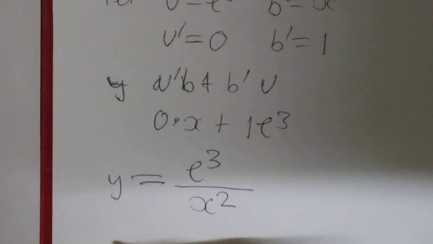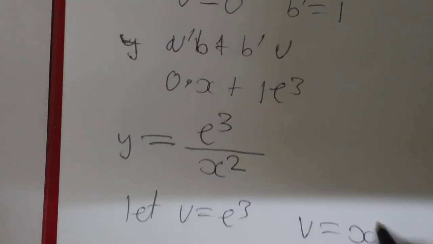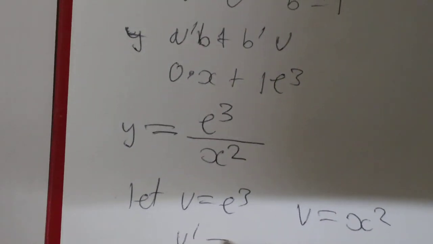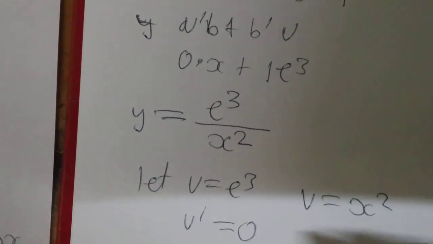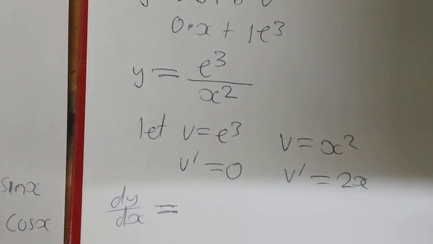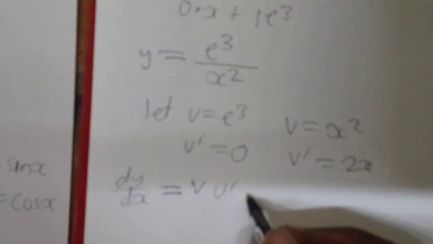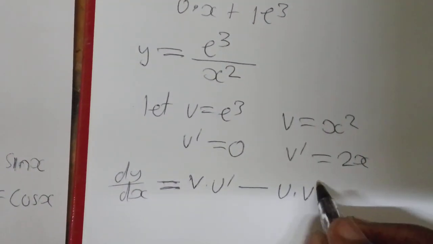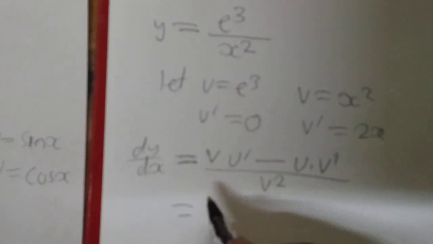Then now we'll say let u equal to e to the power 3 and v equal to x squared. So our u prime will be, so e to the power 3 will give you 0 point something, so you just put a 0 here. Then v prime will give you 2x. Then for the formula, dy over dx is equal to, so this is a quotient rule. So for the quotient rule it will be v multiplied by u prime minus u multiplied by v prime over v squared, which is equal to, what's our v?